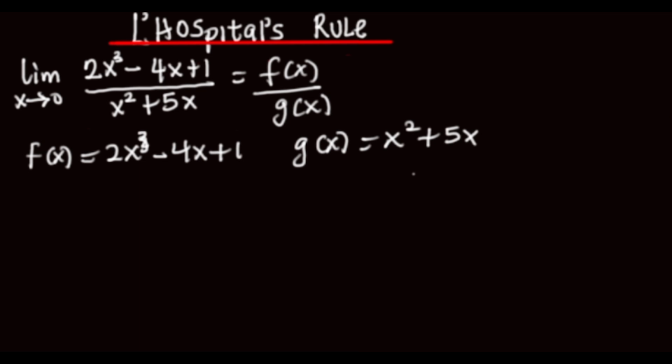So what I'm going to do in this kind of situation is to go ahead and find the derivative of f of x and g of x. So I'm going to have f prime of x, which is going to be, here I'm going to bring down the 3. I'm going to have 3 multiplied by 2x to the power of 2.